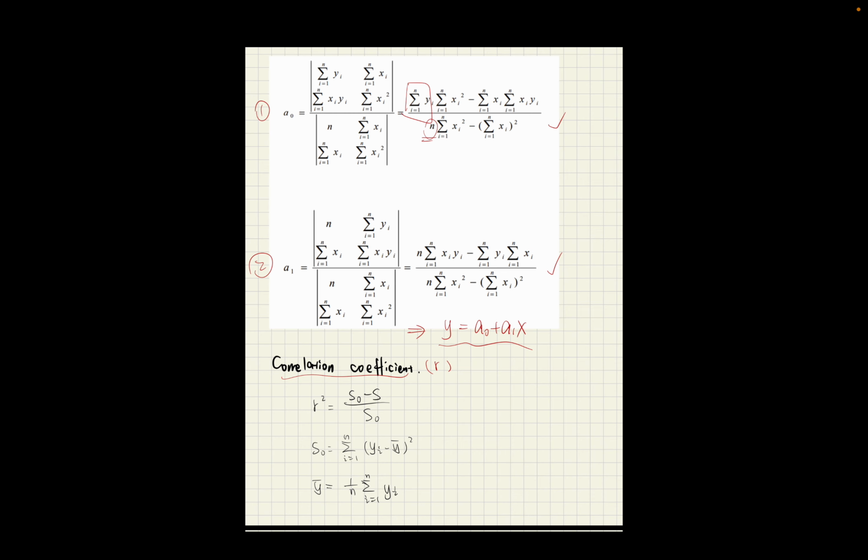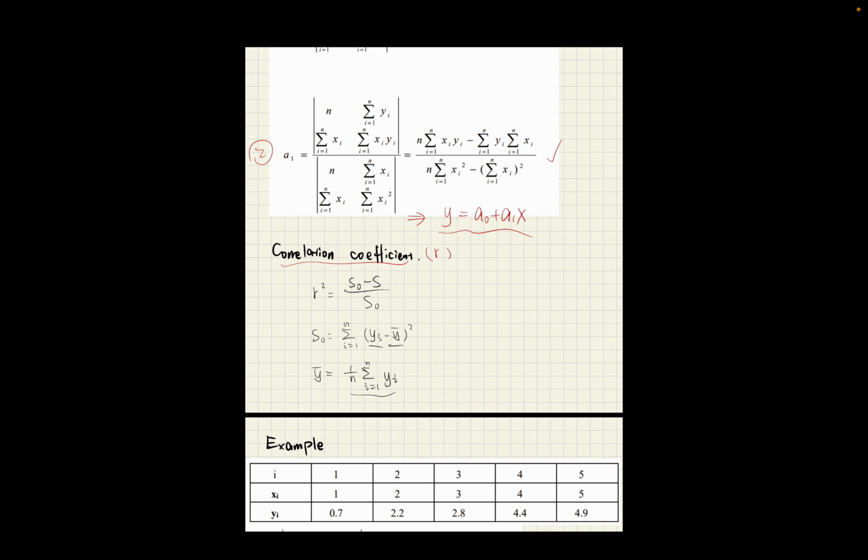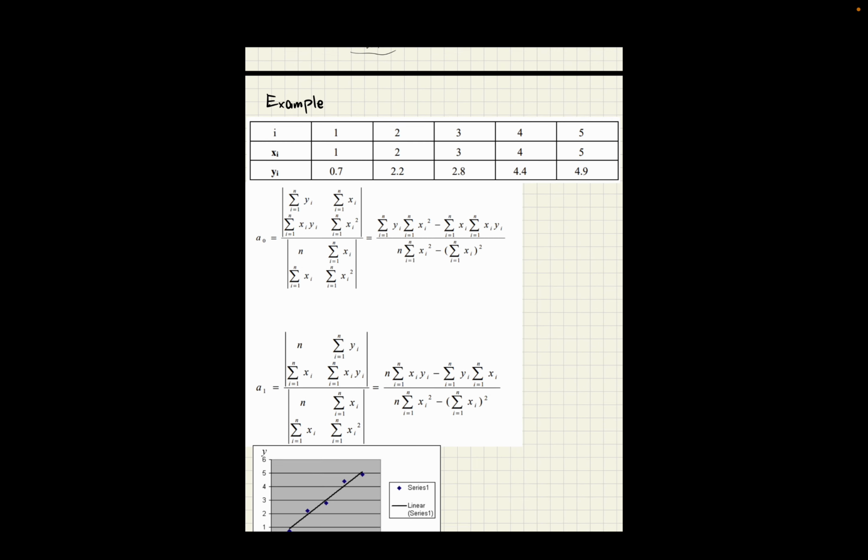Here, S0 is the summation of the square of the difference of yi minus y bar, and y bar is the average value of all the y's. So actually, if your r squared, or if your r is close to 1, the closer it is to 1, we can say the better the quality of your regression. Now let's see an example.